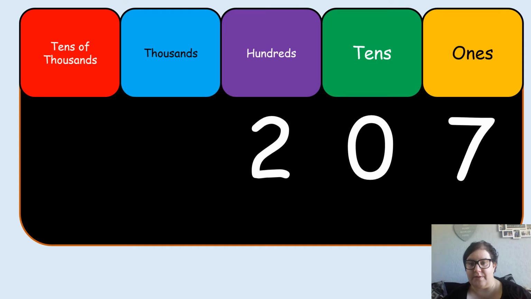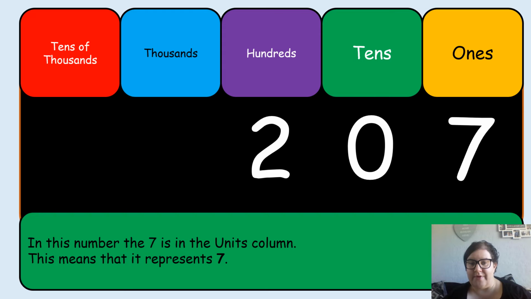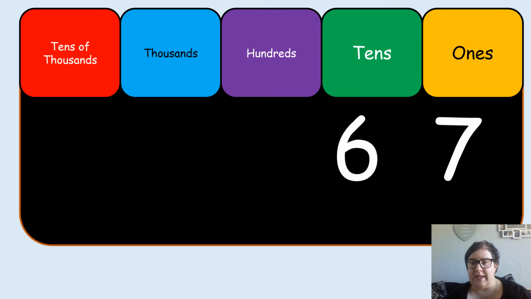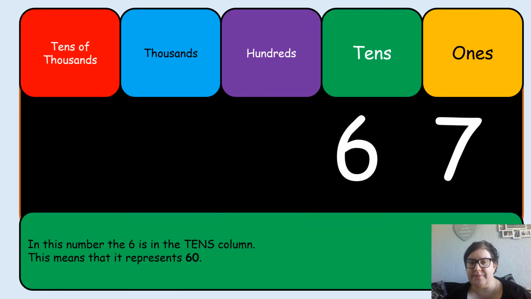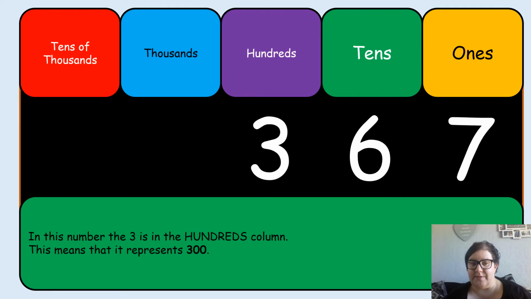Looking at this number, 207. In this number, the 7 is in the units column, the ones column. This means it represents the number 7. In this number, the 6 is in the tens column. This means that it represents 60. 6 tens are 60. In this number, the 3 is in the hundreds column. That means the 3 represents 300.